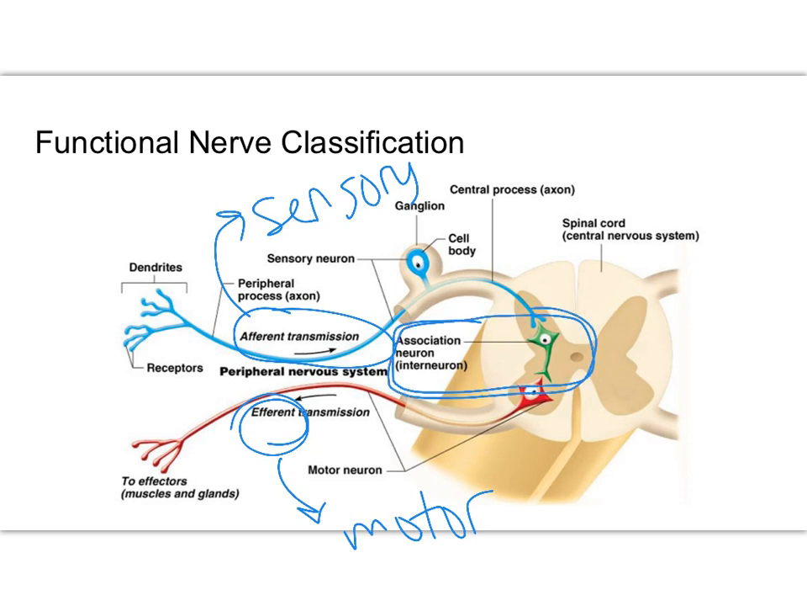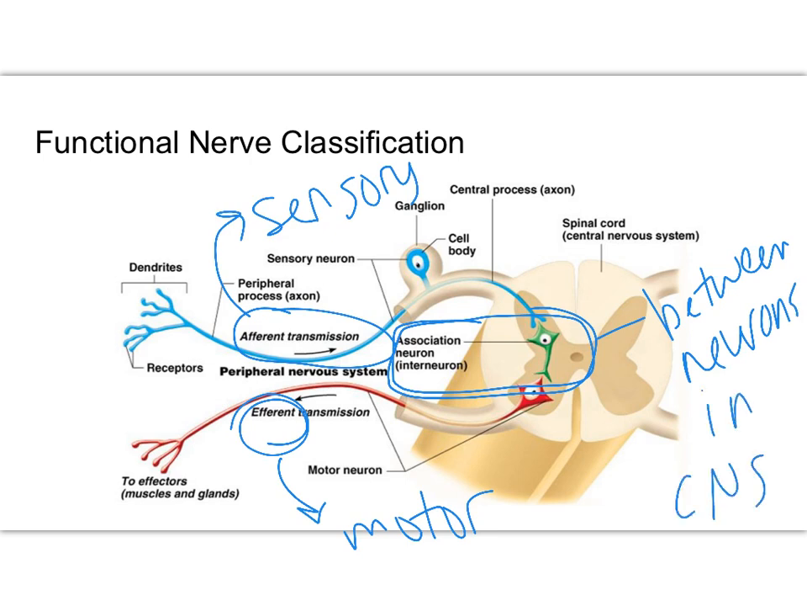Okay, remember, inter is between. So association or interneurons, these are carrying messages between neurons. So we're going to find these actually in the central nervous system. So where afferent and efferent, carrying those messages to and from the central nervous system, are located outside of the central nervous system, these are carrying messages between neurons, so they are inside the central nervous system.